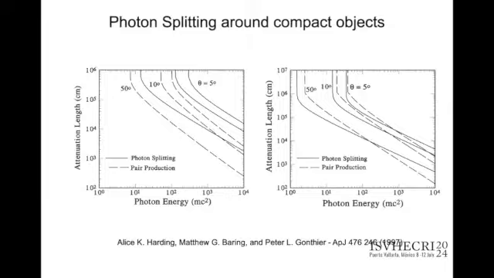There are other ideas, for instance, the possibility of photon splittings around compact objects. So if there's a very energetic photon, it might interact again with the magnetic field, and according to some works from the 90s, there might be a channel where the photon splits.